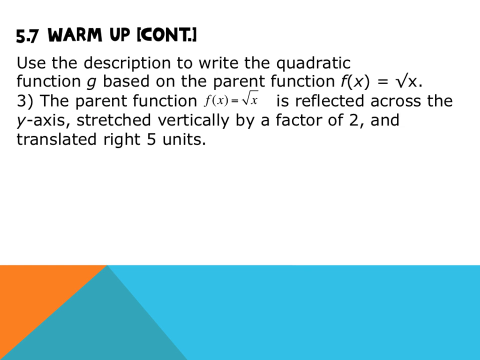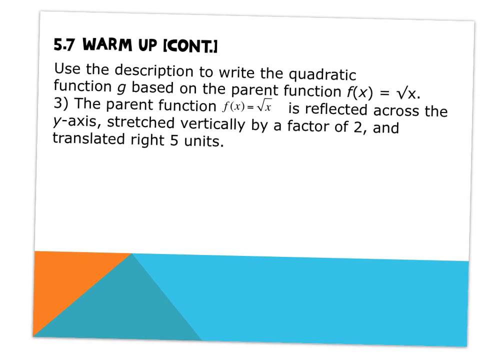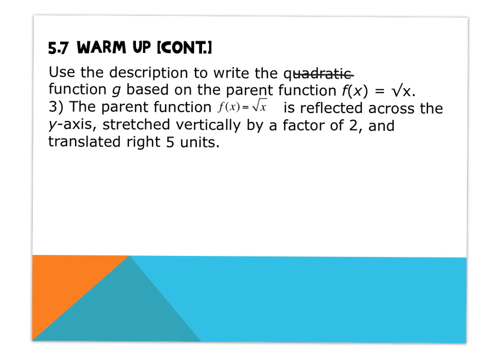Okay, this one says use the description to write the quadratic function g based on the parent function of f of x equals the square root of x. So that shouldn't be quadratic, that should be square root. The parent function is f of x equals the square root of x, and x is reflected across the y-axis, stretched vertically by a factor of 2, and translated to the right 5 units. So if it's across the y-axis, what does that mean? The negative's inside. So I know I'm going to start there. It's going to have a negative x on the inside of the square root.